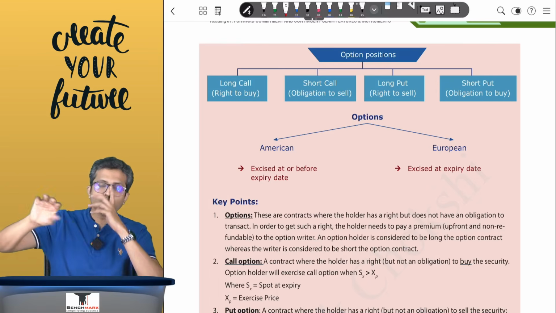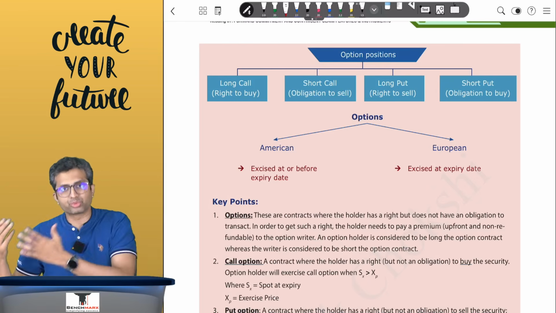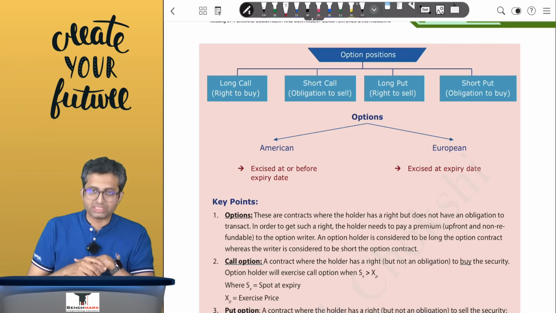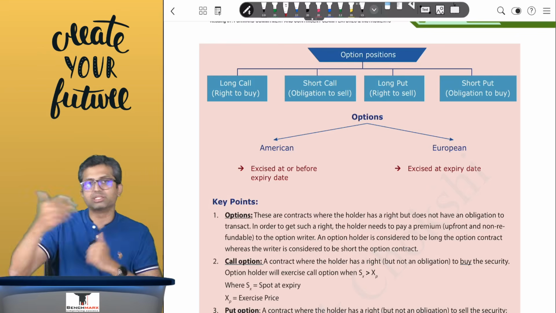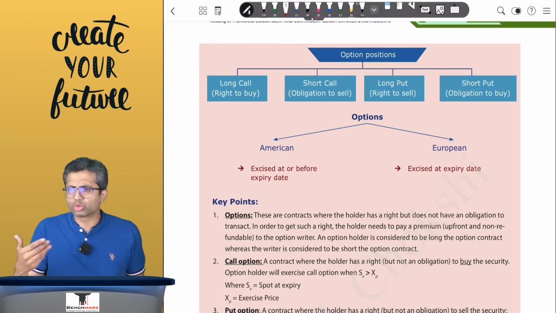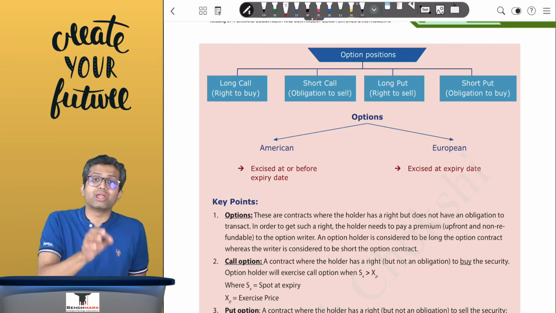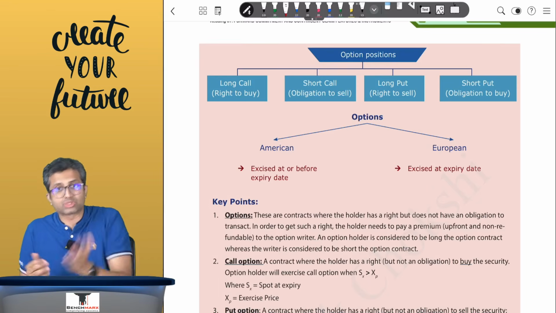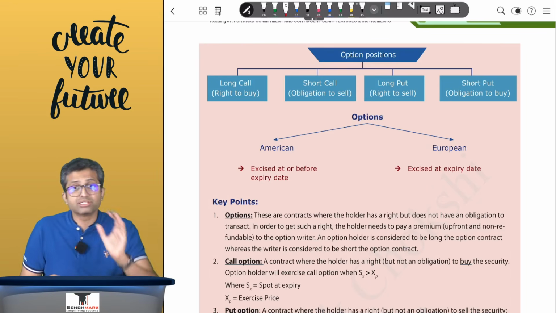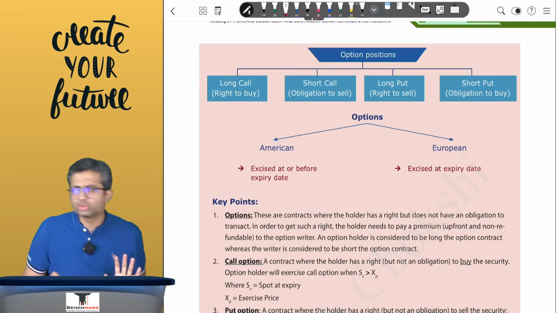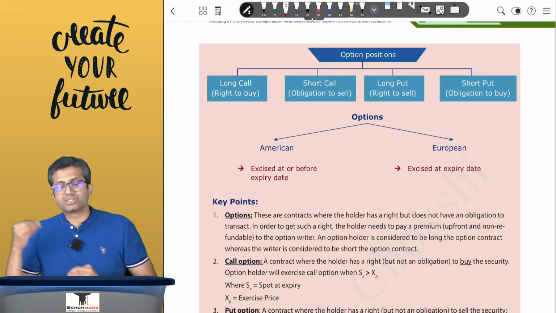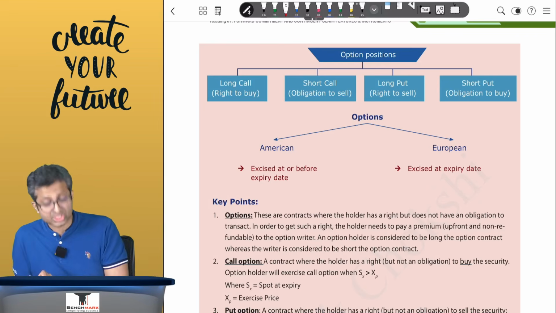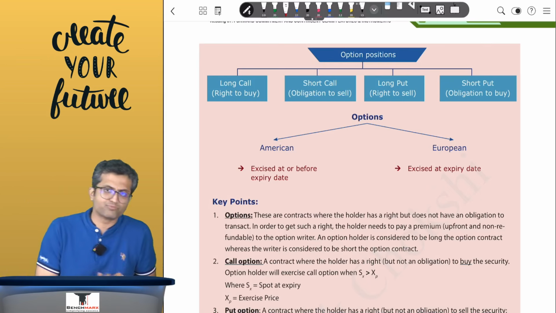On the other hand, a put option holder, a long put, will exercise if the spot price at expiry is less than the exercise price. Long story short, when you're looking at a call option, it's a right to buy. You love to buy at a cheaper price. So if the exercise price is cheaper, you will exercise a call option. A put option is a right to sell, and you love to sell at a higher price. And hence, if the exercise price is higher than the spot at expiry, you will like to exercise. So if the exercise price is 80 and the spot at expiry is 75, then you will exercise and get a gain of 5 rupees minus the premium, and that will be your net payoff.